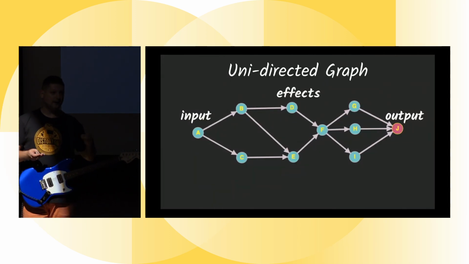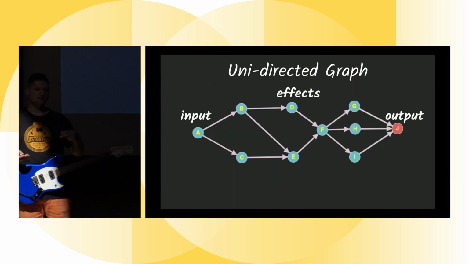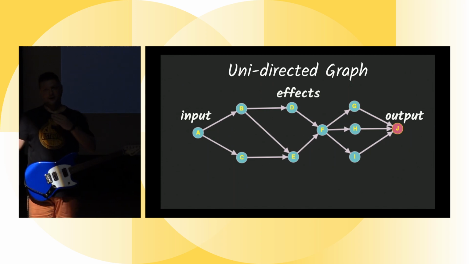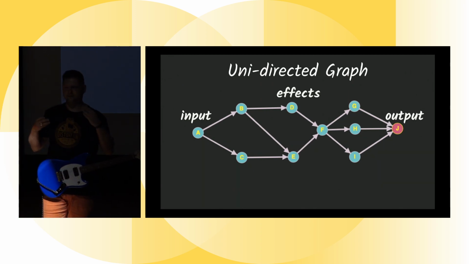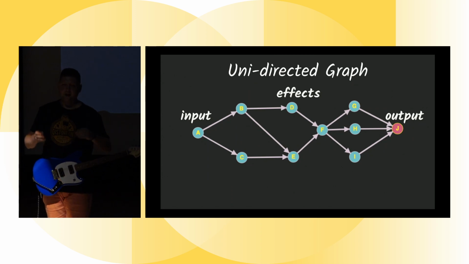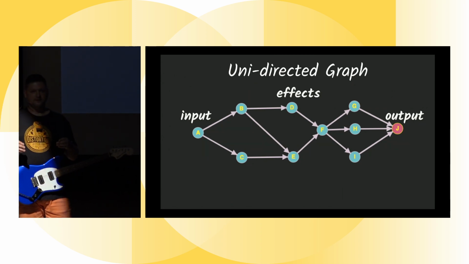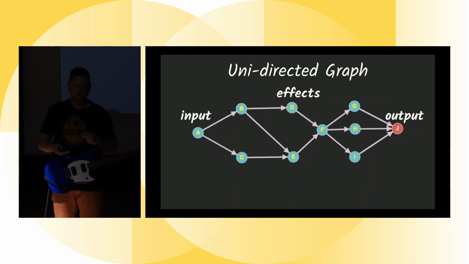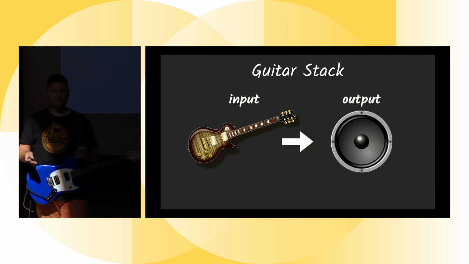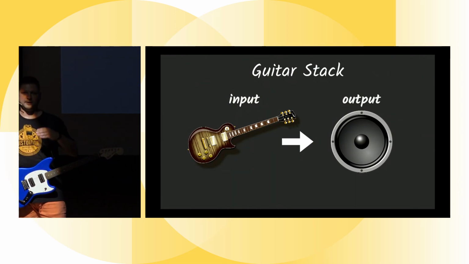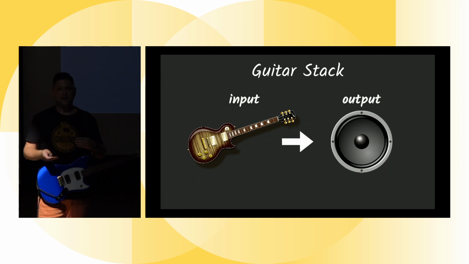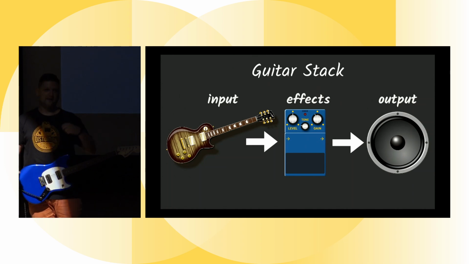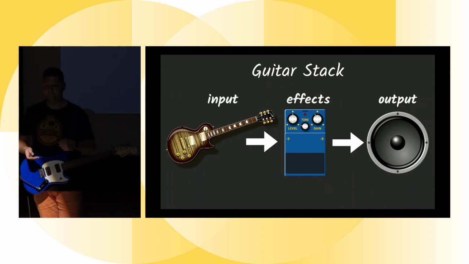How does it look? We have some input. In my case, it's a guitar. It might be a sound generated with oscillators. And we have an output: our speakers, headphones, whatever. Between them, we have some nodes. By connecting these nodes, we can achieve some effects and audio processing. If you take a look at a real guitar stack, we have a guitar, we have some amplifiers, cabinets, and between them, we have some stomp boxes with effects like chorus, distortion, and so on.